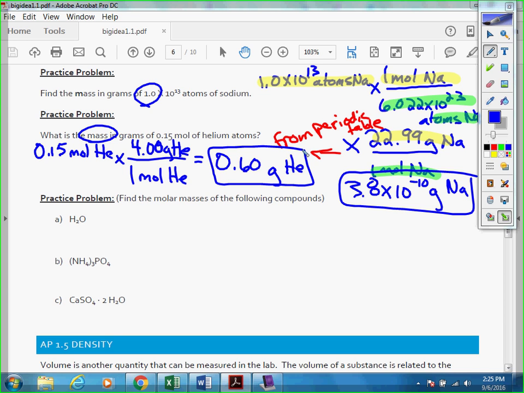All right. Real quick, you're going to practice your molar massing. Should not take long. I went over it last class. So do your molar masses, check with your neighbor.